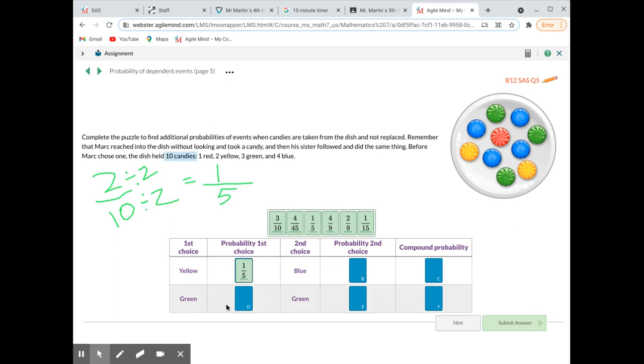Devin, what is the probability of the second choice being blue? Can't hear you. Since a yellow is already gone, there would be 9 candies left, so it'd be 4 out of 9. Correct. All right. Now, with that being said, Braden, what do we have to do to find the compound probability?